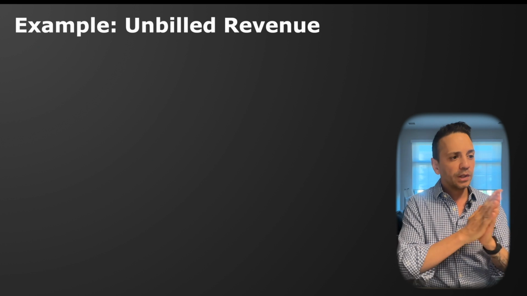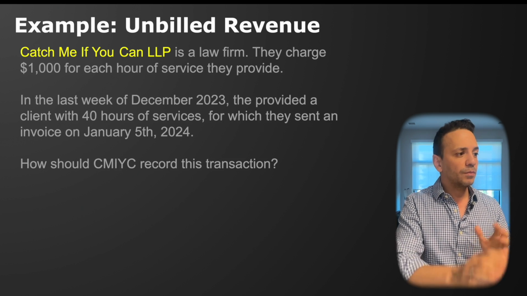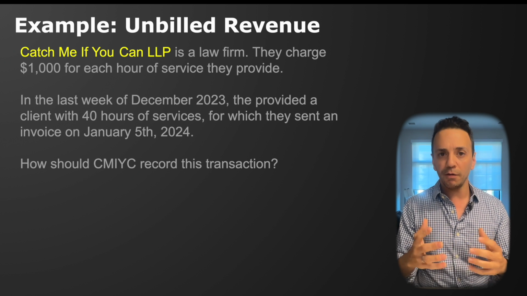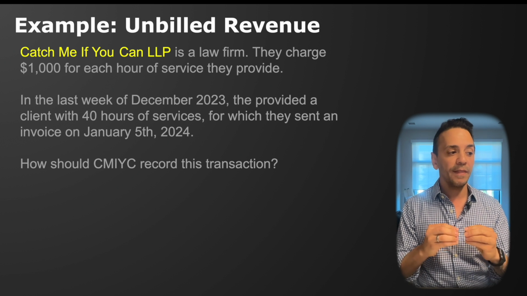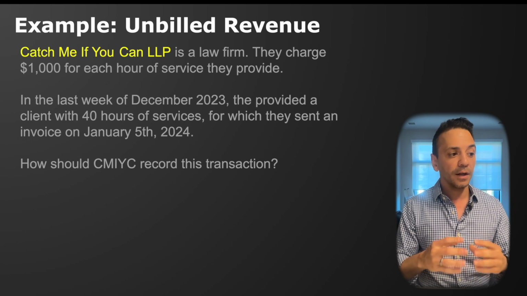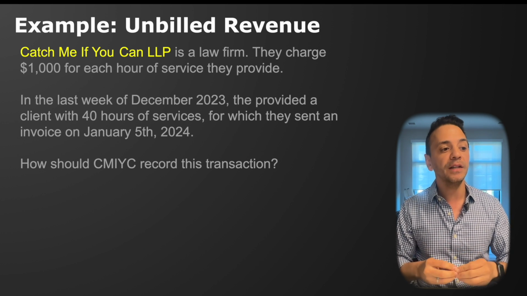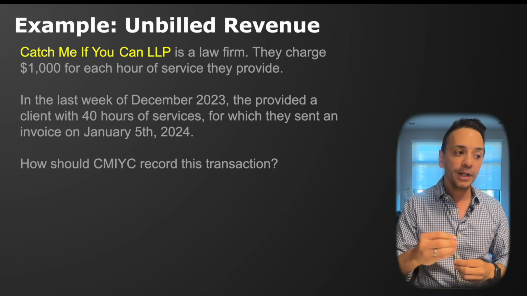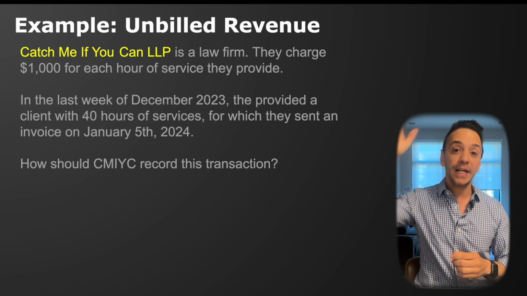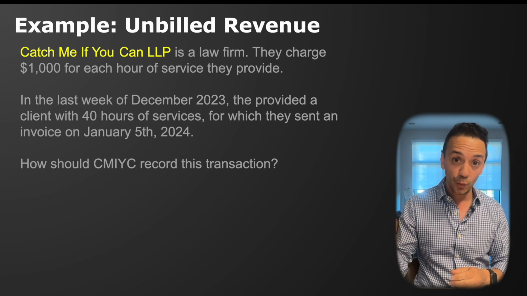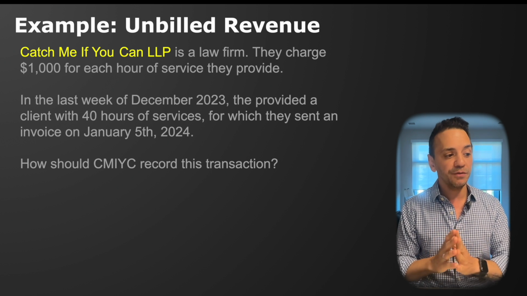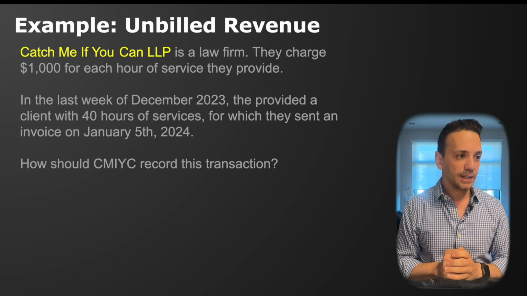Okay, so with unbilled revenue, we have an example. Catch Me If You Can LLP is a law firm. They charge $1,000 for each hour of service they provide. In the last week of December 2023, they provided a client with 40 hours of services for which they sent an invoice in January of 2024. So they waited until the new year to send the invoice. How should Catch Me If You Can record the transaction?